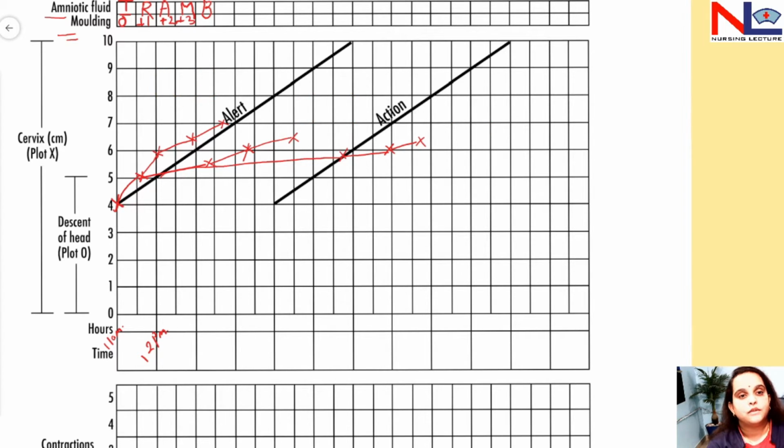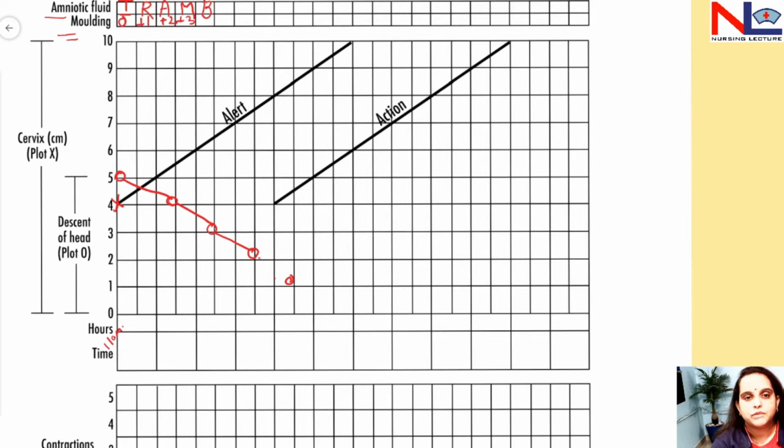Now next comes the descent of head. So descent means the head becomes down in the pelvic cavity, the brim as well as the cavity. So how much it is descending, we are measuring here by O. Okay. So we are plotting here by O. So suppose here it is the head of the fetus, in that condition we measure here the O, and next if we are getting here at this point, so likewise we are measuring here by O, and then finally again we just join all these lines.